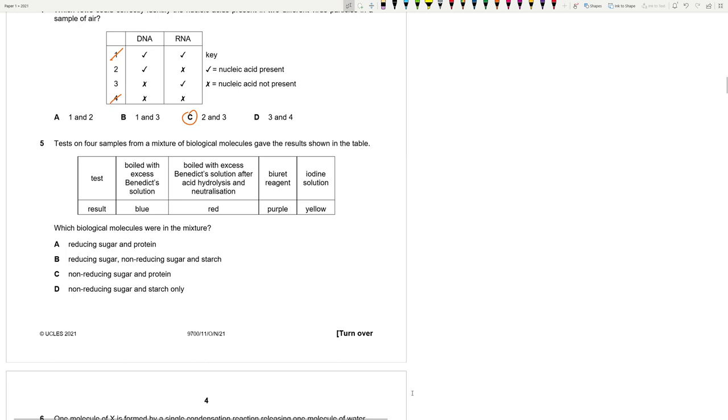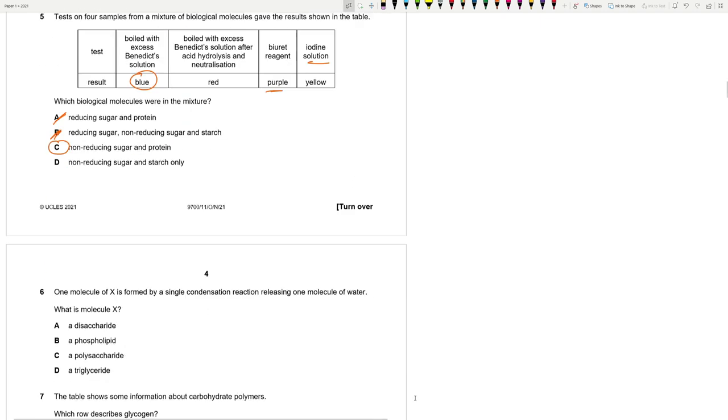Tests on 4 samples from a mixture of biological molecules gave the results shown in the table. Which biological molecules were present in the mixture? Okay, so Benedict's solution was blue, so we did not have a reducing sugar. Boiled with excess Benedict's solution after hydrolysis, it was a non-reducing sugar for sure, because the acid broke the bonds and then we got the reducing sugar. Next, the biuret reagent gave a purple color, so we have protein. But since iodine did not turn blue-black, we do not have starch. So 5 is C.